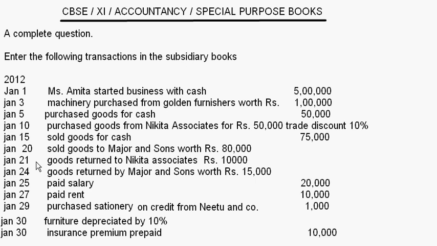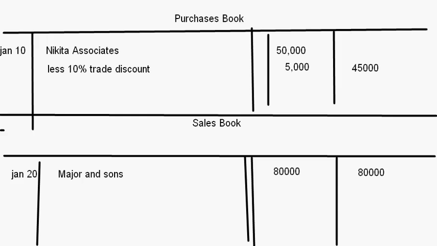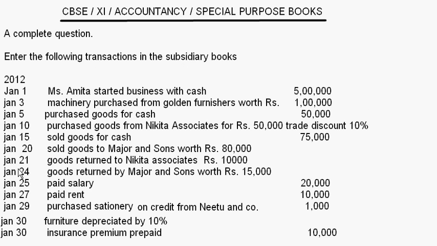Okay, now the next one, January 21st, goods returned to Nikita Associates. We had bought the goods from Nikita Associates. Now we are going to return it. So this is purchase returns, right? So see here, purchase returns book. The date is January 21st and the amount is 10,000, right?